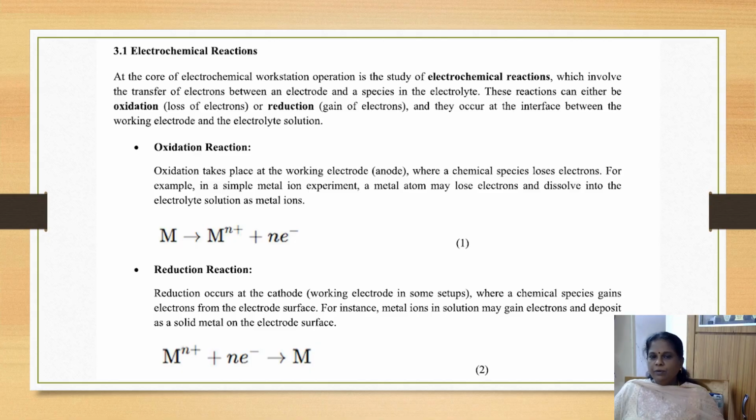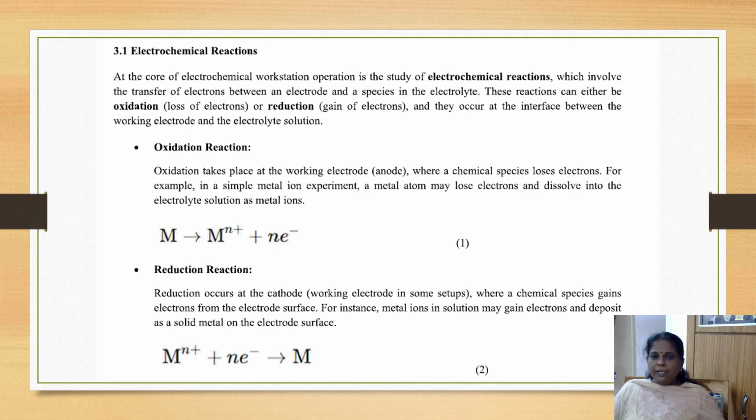Oxidation takes place at the working electrode, which is the anode, where a chemical species loses electrons. For example, in a simple metal ion experiment, a metal atom may lose electrons and dissolve into the electrolyte solution as metal ions. M, the metal atom, becomes M^n+ plus n e^-, that is, metal ions and electrons. It loses electrons at the anode interface.